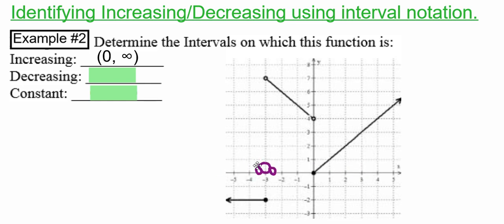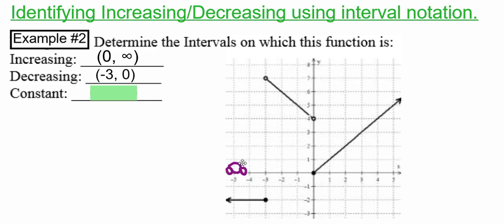All right, decreasing. Once again, we're going to start where the action starts. So the lowest place, the lowest number where the action starts is -3. And the camera would film the action and then come to a screeching halt right at 0. So our decreasing is going to be from -3 to 0. Okay, the constant, remember, we always start intervals with the lower number.